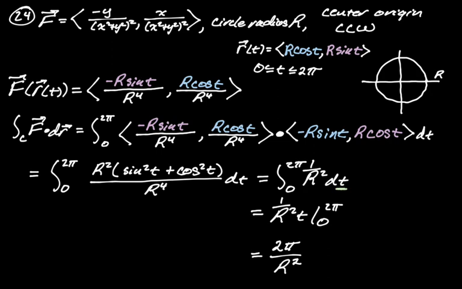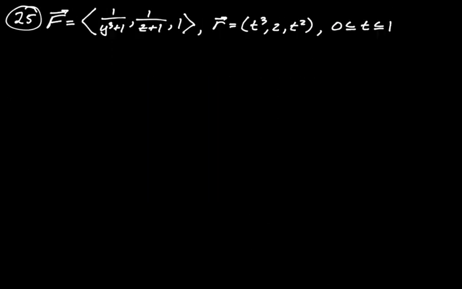So it's a weird setup for a problem, but not a big deal. Let's look at another one. All right, vector field 1 over y cubed plus 1, comma, 1 over z plus 1, comma, 1. This is a little gross.